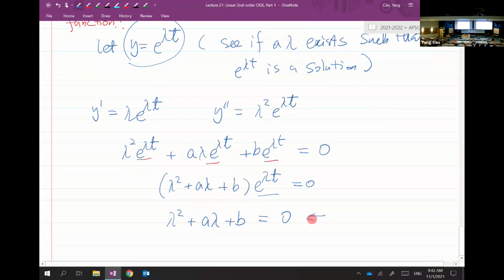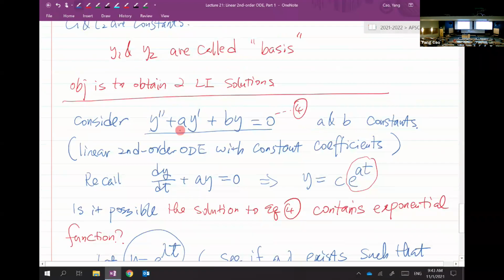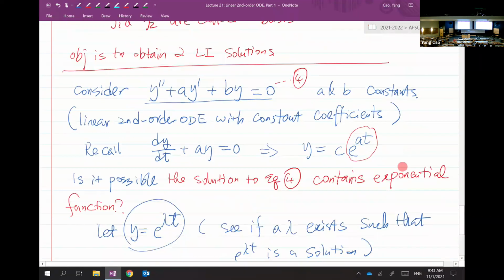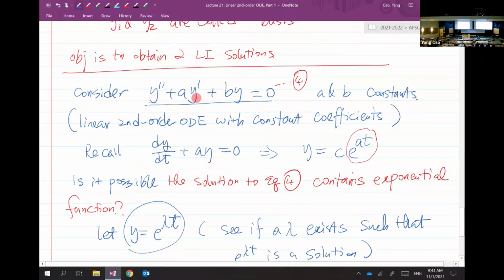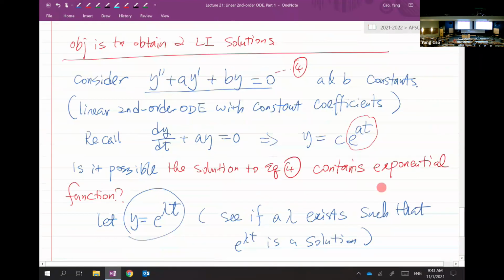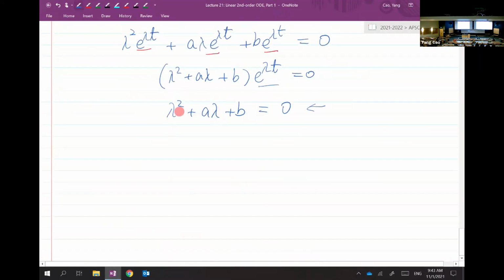So this is actually quite an important equation here. If you look at this equation, it's a second order, right? It's the same order as your original second order linear ODE. And this equation also has coefficients a and b, which are the same as the coefficients a and b in the original second order ODE, okay? Except you don't have y double prime and y prime. They're replaced with lambda squared and lambda. So lambda squared is the same order as the highest order of derivative, and lambda is the order of the first order derivative.